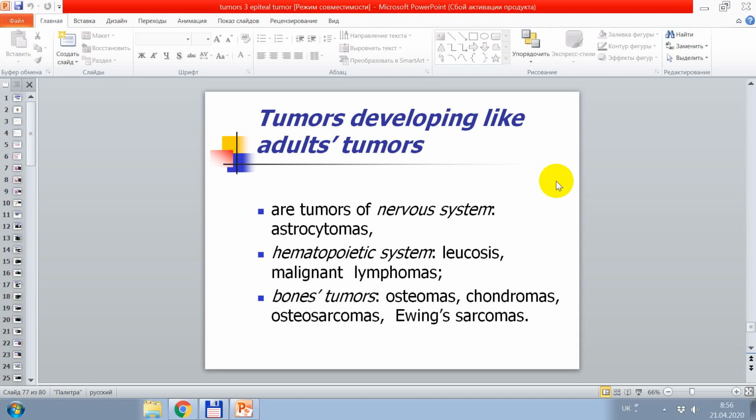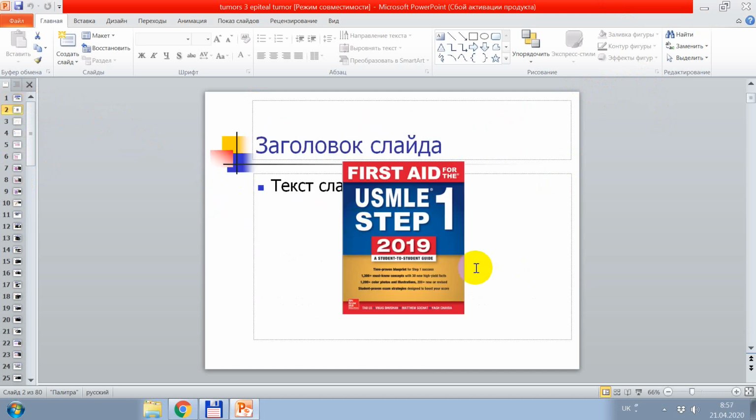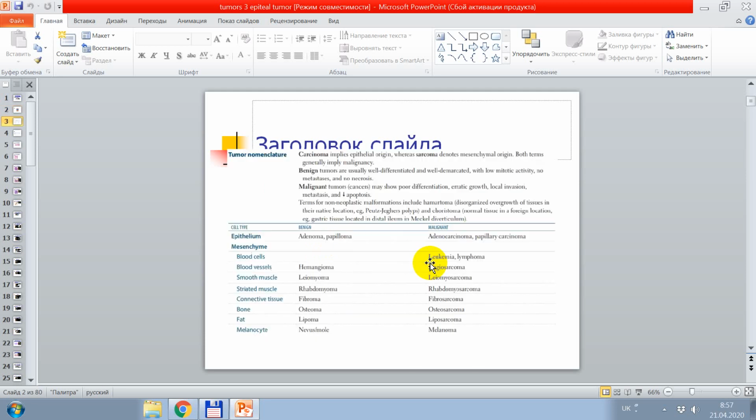Good morning, my students. Today we continue our discussion about tumors, and we will discuss tumors of epithelial tissue and tumors of newborns. Also, I repeat, before beginning to study this topic, you must look at your assembly book, step 1, where information about this topic is presented. For example, tumors of epithelial tissue, nomenclature of these tumors.